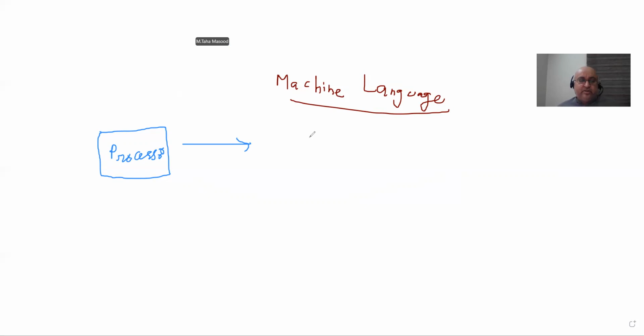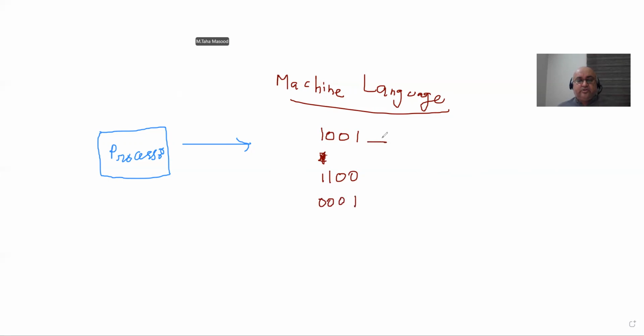So what could words in that language look like? They are sequences of ones and zeros. So let's say there is some 4-bit computer, and these are some instructions. Let's say these are some instructions. We write 3 instructions over here.